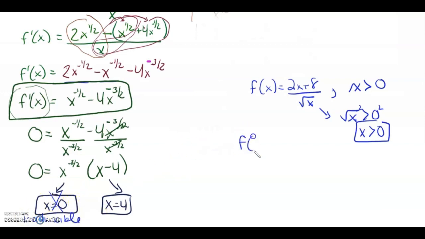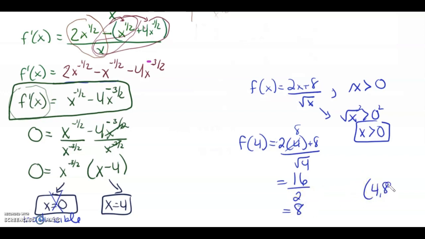So now let's go ahead and just solve for the point where the tangent line is horizontal, which occurs at x equals 4. Okay, so 4 times 2 is 8, 8 and 8 is 16. I get 16 over root 4 is 2, so I get 16 over 2, which is 8. So I get the point 4, 8. So therefore, the tangent is horizontal at 4, 8.